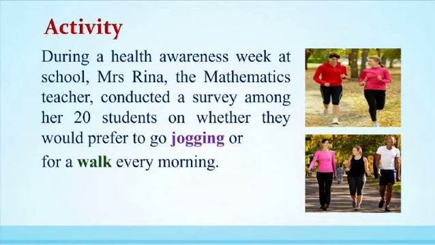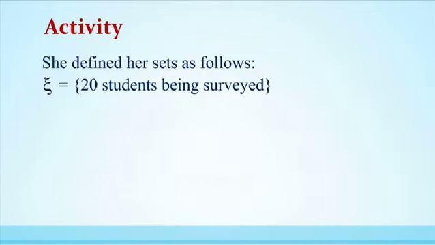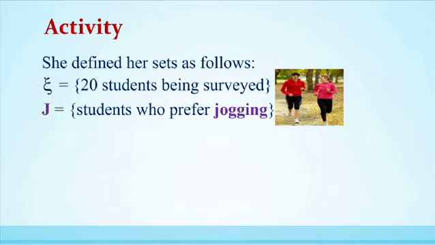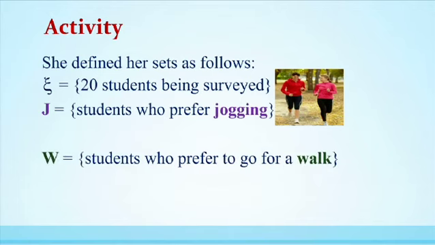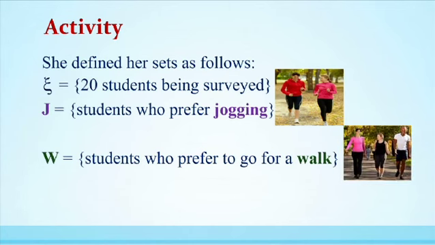During a health awareness week at school, Mrs. Rina, the mathematics teacher, conducted a survey among her 20 students on whether they would prefer to go jogging or for a walk every morning. She defined her sets as follows. The universal set represents the 20 students being surveyed. The set J represents students who prefer jogging, and the set W represents students who prefer to go for a walk.